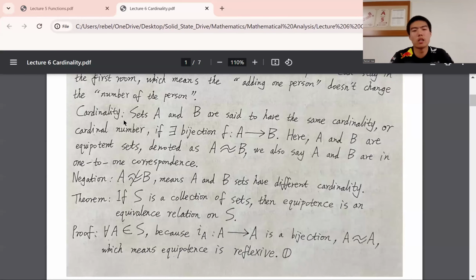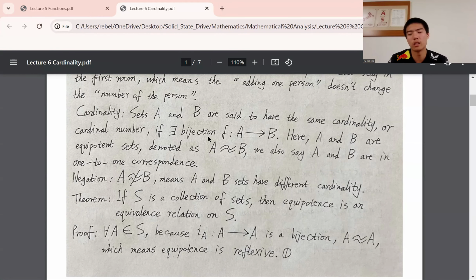Cardinality is just the size of the set. So set A and set B are said to have the same cardinality, or cardinal number, if there exists a bijection function f going from A to B. Here A and B are equipotent sets, denoted like this, which is read as A is equipotent to B. And we say A and B are in 1-to-1 correspondence.